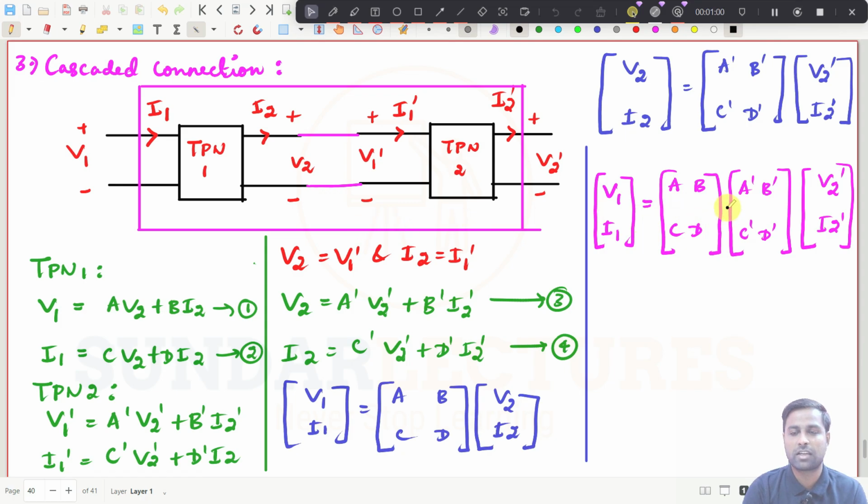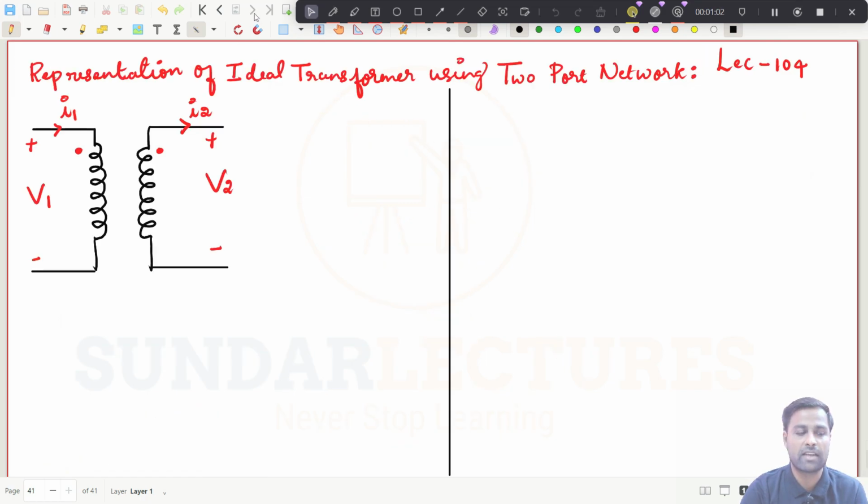So these are all the concepts we have seen in the previous class, and in today's class we are going to represent the ideal transformer, right? So this is the transformer, you know, right? This is the primary winding, this is the secondary winding, this is the input side, and this is the output side, and we are going to connect some impedances here. All those things we have already seen, right?